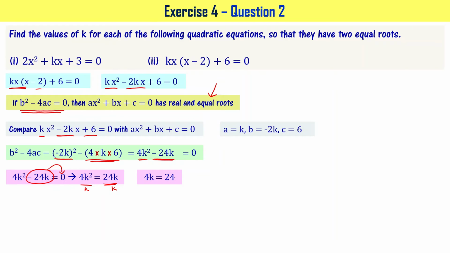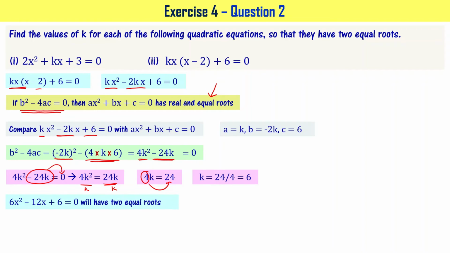Now let me transpose this 4 to the other side so that k can be written as 24 by 4, that is equal to 6, right? K equal to 6 is the answer we are looking for. And when you substitute k equal to 6 into the equation, this equation becomes 6x square minus 12x plus 6 equal to 0. This will have two equal roots. Got it?